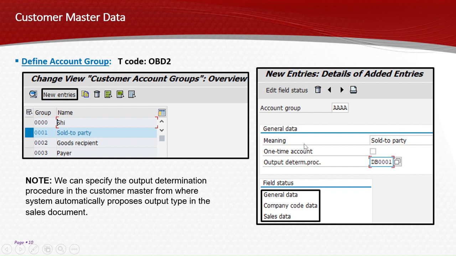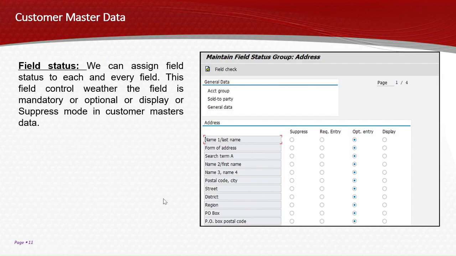If it is a one-time customer, here you need to select. Then the output determination procedure. We can specify the output determination procedure in the customer master, from where the system automatically proposes the output type in the sales group. Then here you can see the field status. Here you can see the 3 screens: general data, company code data, sales area data.